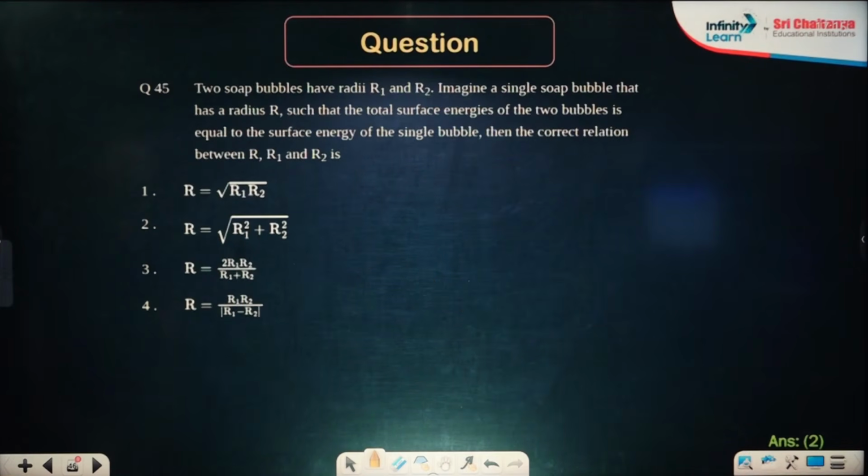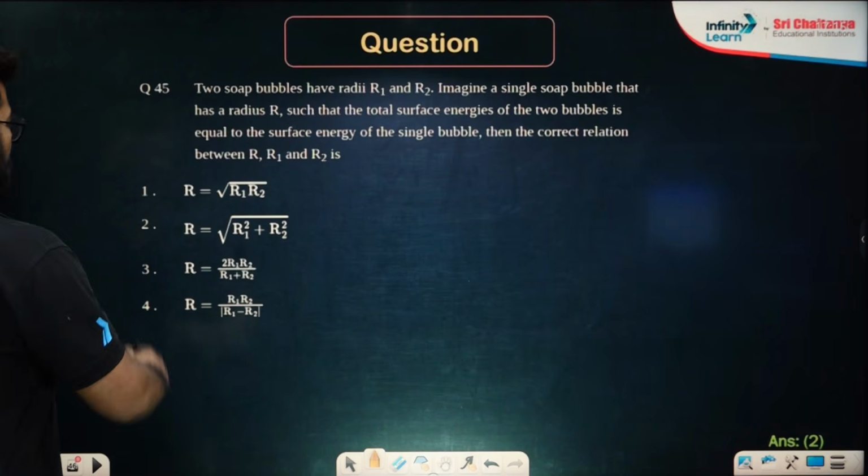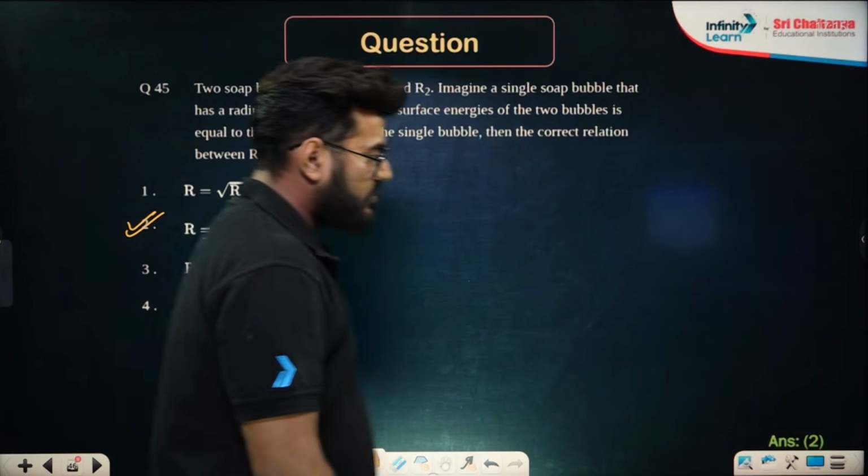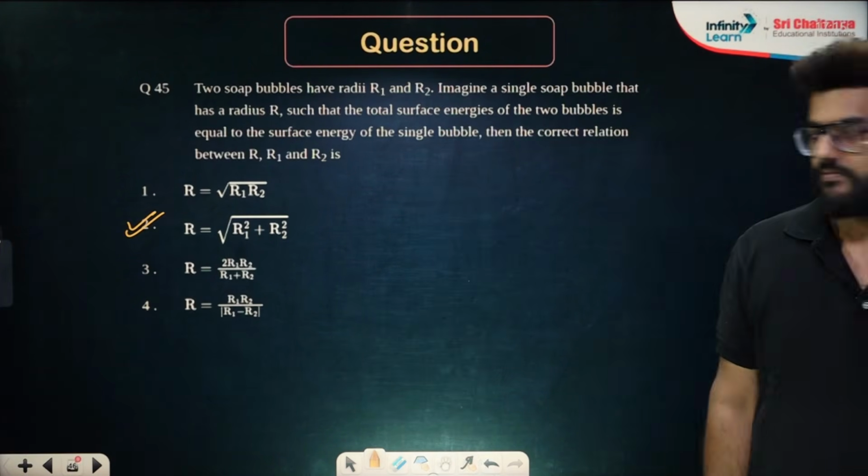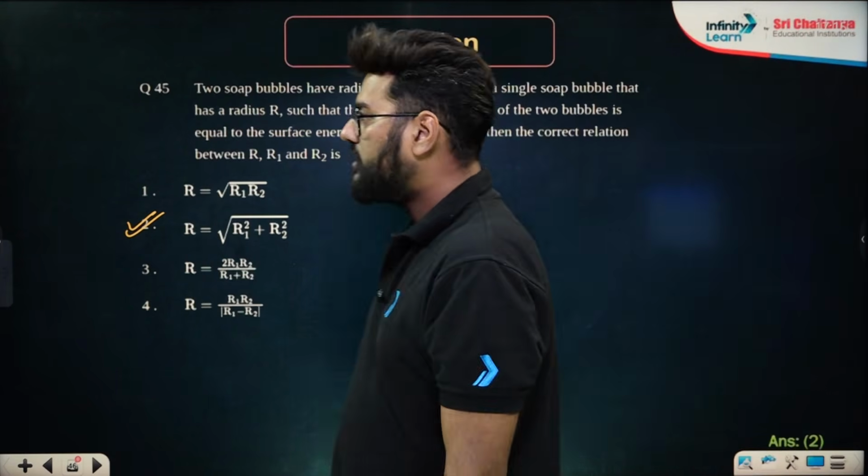Two soap bubbles have radii R1 and R2. See, the correct relation is R equals under root of R1 square plus R2 square. This is a very standard result. You must be knowing, taught in fluid mechanics.